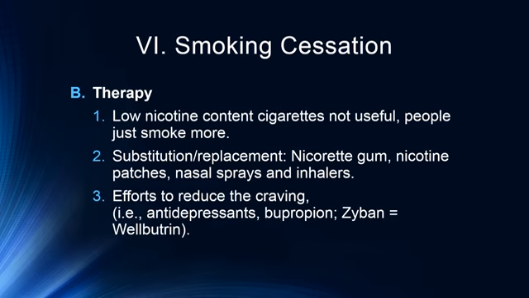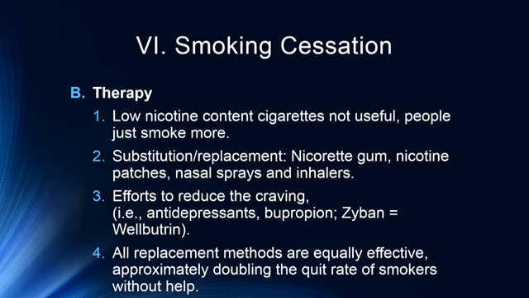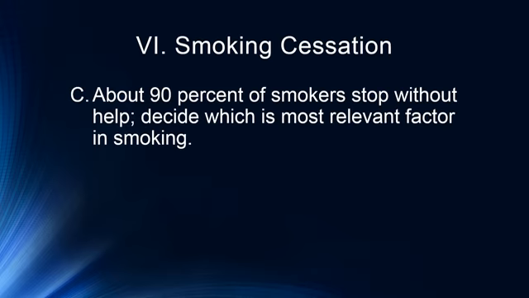There are potential efforts to reduce simple craving. So some antidepressants, particularly those that involve the dopaminergic system, are particularly effective. So bupropion, which is Buspar, or Zyban, which is Wellbutrin, have some efficacy in reducing craving. All replacement methods are equally effective, approximately doubling the quit rate of smokers without any other kind of help. About 90% of smokers stop without help.